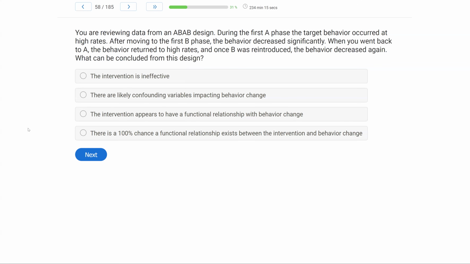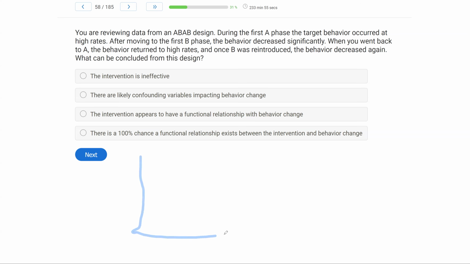You're reviewing data from an ABAB design. During the first A phase, the target behavior occurred at high rates. After moving to the first B phase, the behavior decreased significantly. When you went back to A, the behavior returned to high rates. And once B was introduced, the behavior decreased again. What can be concluded from this design?